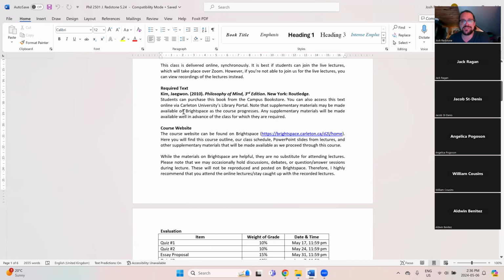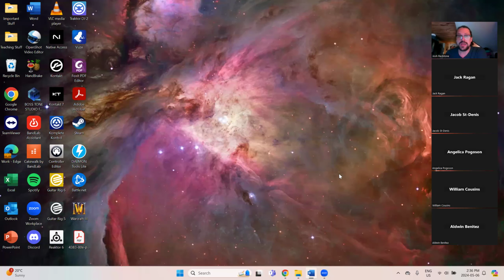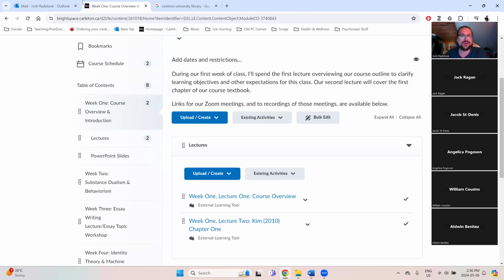Of course, you can also access this text via Carleton University's library. I may make some supplementary learning materials available as we proceed, but if I do, they will be made available well in advance of when they'll be discussed in lecture, and they'll be posted on Brightspace. So those will be easy to access. If you want to access the textbook via the library, I will show you how to do that right now.